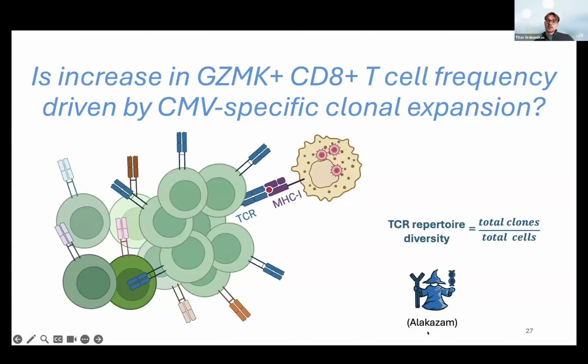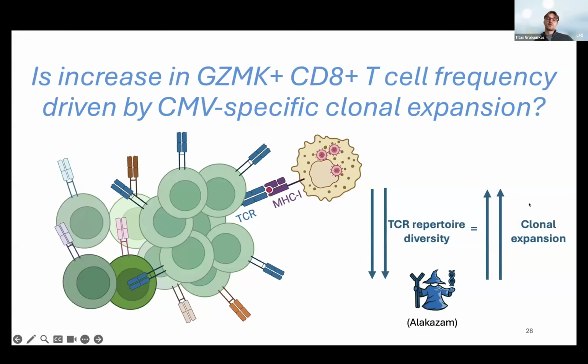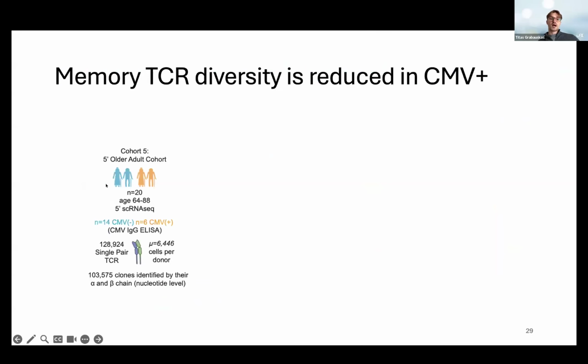At this point, our hypothesis was that in CMV positive donors, you will have a CMV-specific clonal expansion because of all this going on right here. And because of that, the overall TCR diversity is going to decrease. To test this hypothesis, we turned to cohort 5, which is an older adult cohort as well, but it's profiled using 5' RNA sequencing. So here we have the RNA and the TCR data within the same cell. This cohort includes 14 CMV negative and 6 CMV positive older adults.